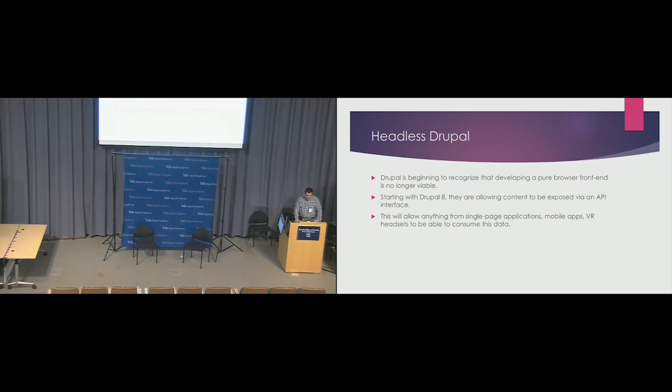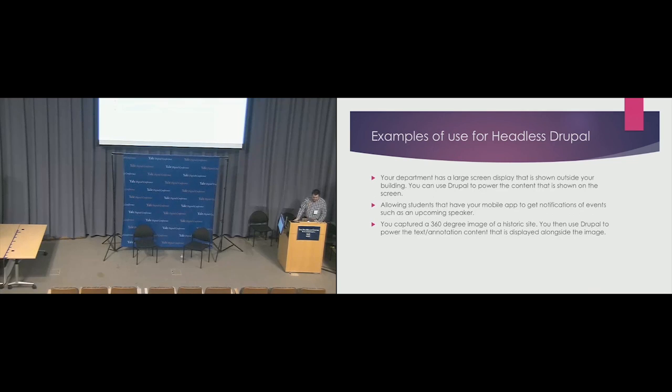And I think it's really important to start thinking about this now because it is coming, and while we may not be on the bleeding edge or want to be, we should be aware that these things will consume the data. So just a couple examples of Headless Drupal. I think CTL has a big screen TV outside. I know School of Management does. But if you have some sort of large screen display, how do you power that content, right? Where should that content come from? And you potentially use Drupal to power the content that's in there.